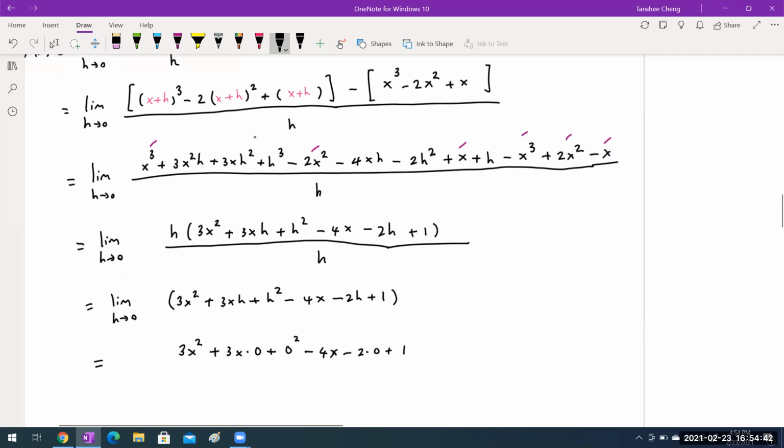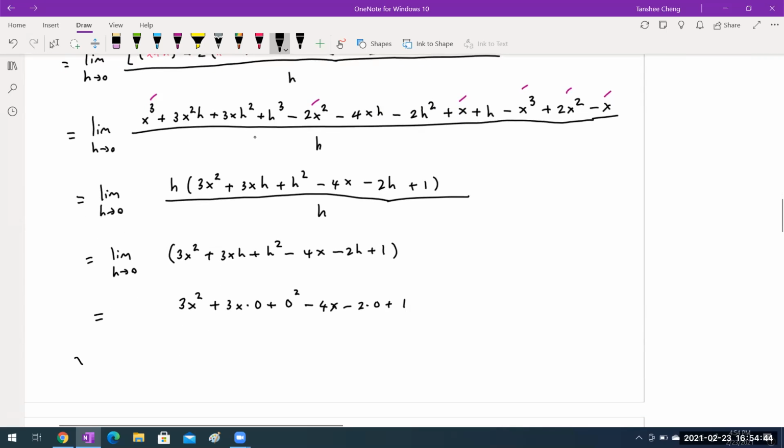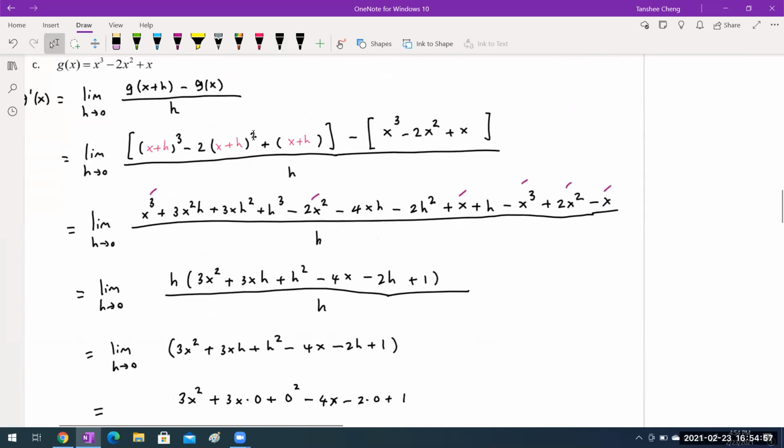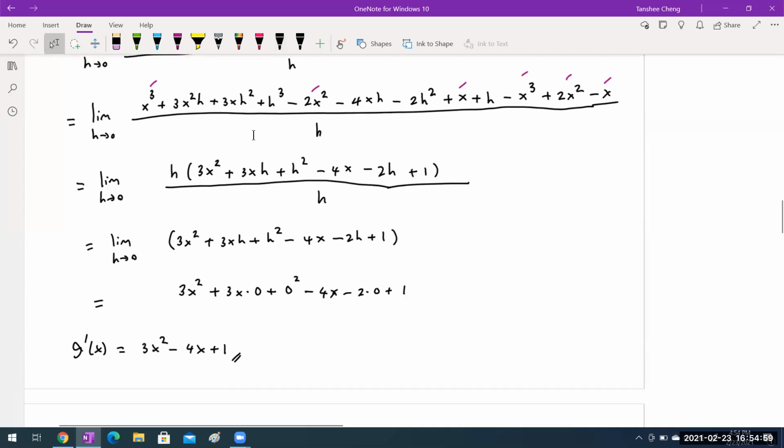So therefore, my final answer in this case, g prime of x, is equal to 3x squared minus 4x plus 1. And that would be the derivative of this function. Now later on, in the next sessions, we're going to be learning how to use the formula to take the derivative, which will be much, much easier and faster. This is by definition. That's why it takes a long process to do it.